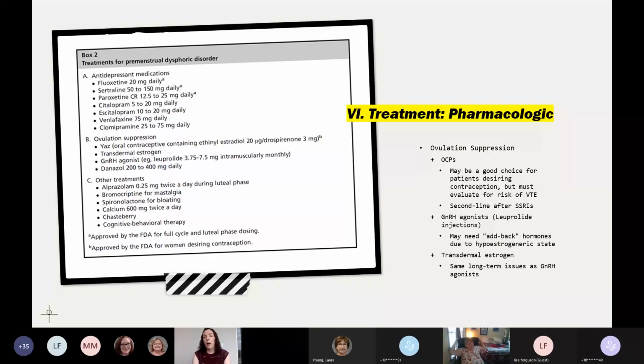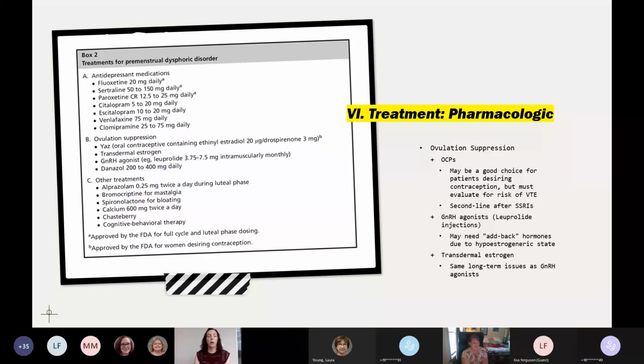Basically what these do is downregulate your GnRH receptors, which then will decrease the amount of FSH and LH that's being released from the pituitary. As a result, you'll have decreased estrogen and progesterone levels. There have been studies that show that this is an efficacious treatment. However, the side effects, or the risks of a prolonged anovulatory state, are something you have to consider. When you aren't ovulating, you're going to have a hypoestrogenic state.